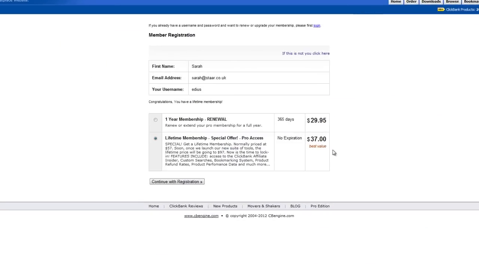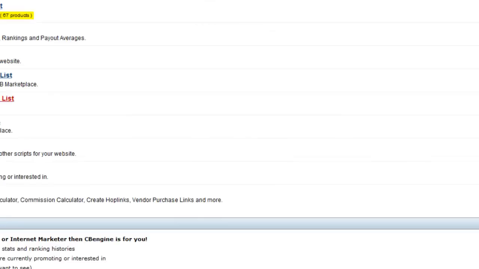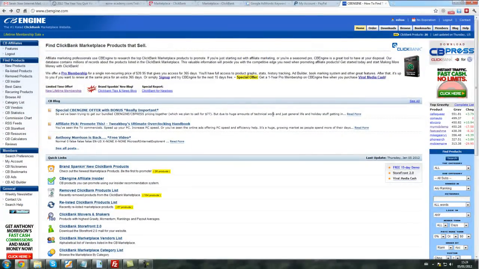They're actually doing a lifetime license now, so it's only $37, and that's for a lifetime membership. They used to charge like $37 a year. I've been paying $37 a year for the past, I think, 5 years or something. But I've just recently upgraded to the lifetime membership.